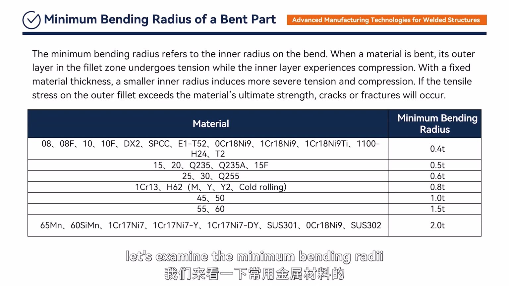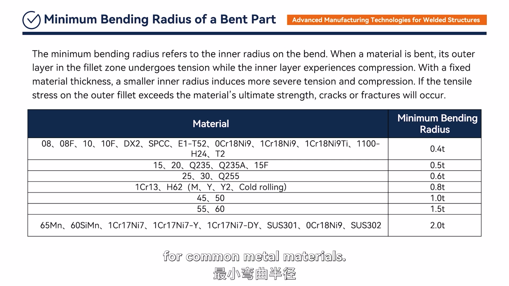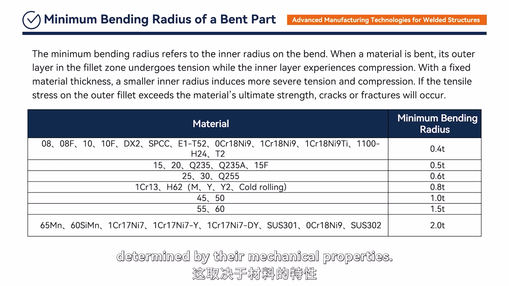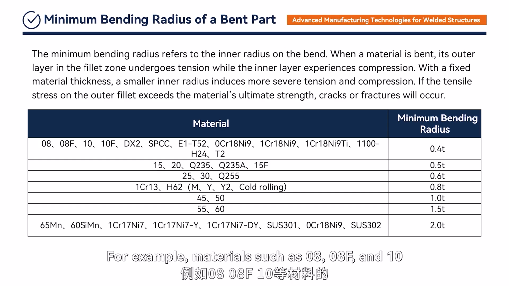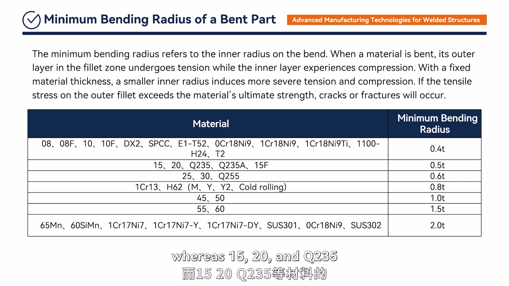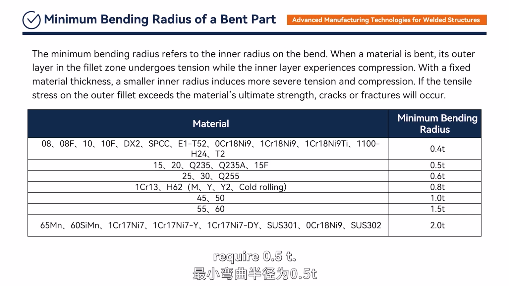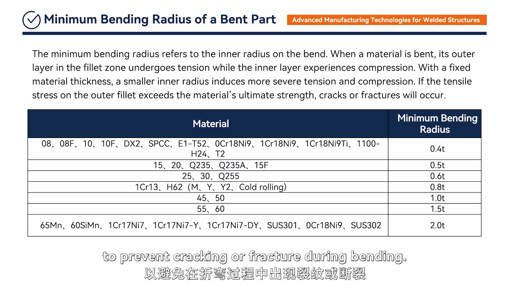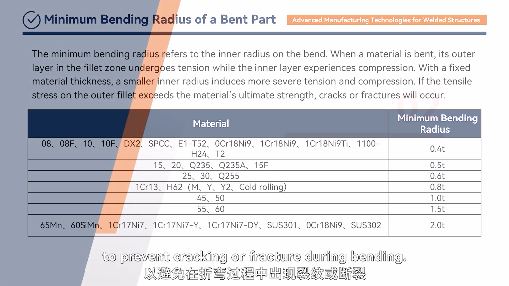Next, let's examine the minimum bending radii for common metal materials. Different materials have different minimum bending radii, determined by their mechanical properties. For example, materials such as 08, 08F, and 10 have a minimum bending radius of 0.4 T, whereas 15, 20, and Q235 require 0.5 T. Be aware that high-strength materials usually demand larger minimum radii to prevent cracking or fracture during bending.